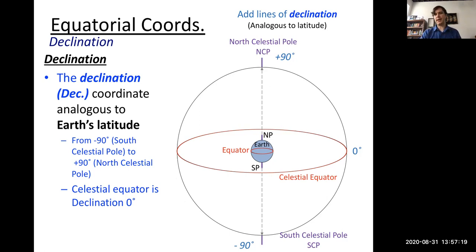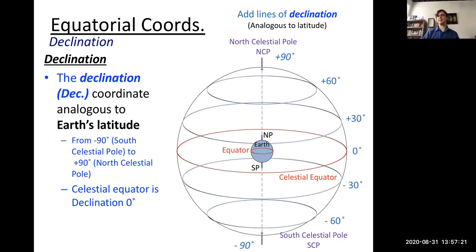Now I'm going to start adding more lines. You could do this for every individual degree, but I want you to see just a couple of these so you can understand what's going on with declination. If we were to go to 30 degrees north on Earth, take that line and project it out to the celestial sphere, we could define a ring of declination, just like we can define a ring of latitude on Earth. That would be 30 degrees north of the equator, and that would be our plus 30 degrees of declination.